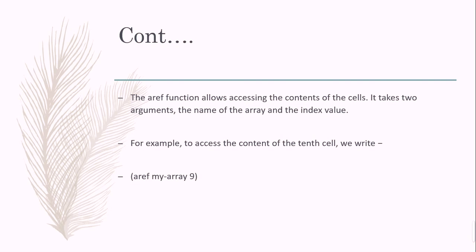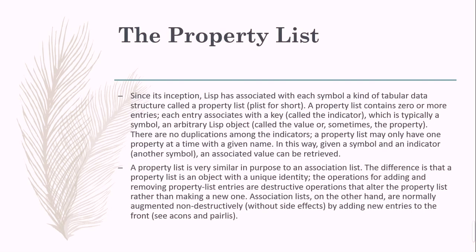Okay. So that was about arrays. Now the property list of LISP. Since its inception, LISP has associated with each symbol a kind of tabular data structure called a property list, plist for short. A property list contains 0 or more entries. Each entry associates a key, called the indicator, which is typically a symbol, with an arbitrary LISP object called the value, or sometimes the property. There are no duplications among the indicators. A property list may only have one property at a time with a given name.